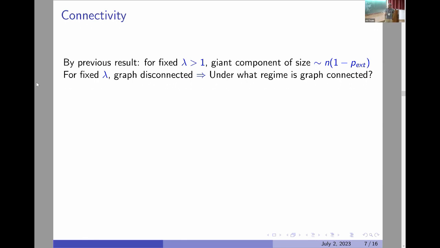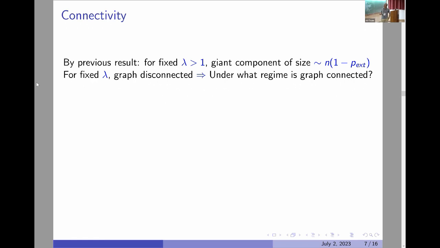So what I've described so far, the emergence of the giant component, entails that for fixed lambda, you have a giant component which has size order n times 1 minus px, px being strictly positive. This is strictly less than n, so we face graphs that are typically disconnected. We have one giant component and we have something else. So it's not a connected graph.